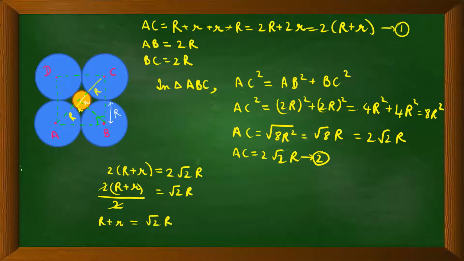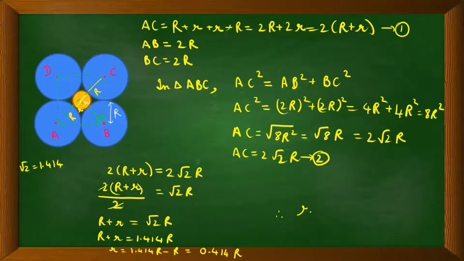Now we know the value of root 2, root 2 is equal to 1.414. So by putting this value here, we get R plus r is equal to 1.414 R. This implies small r is equal to 1.414 R minus R, and this is equal to 0.414 R. Therefore, small r is equal to 0.414 R. Now, r by R is equal to 0.414, and this is the radius ratio for the octahedral void, where capital R is the radius of atoms in the packing and small r is the radius of this octahedral void.